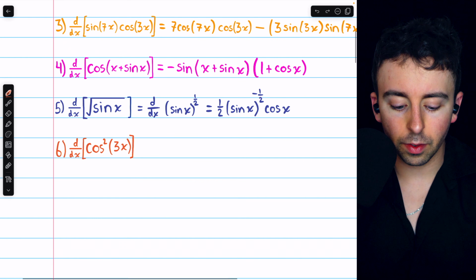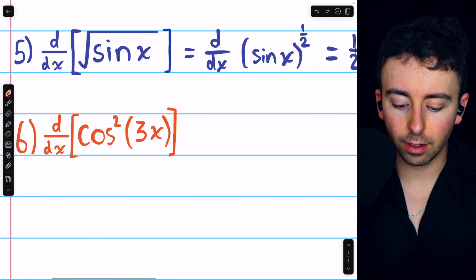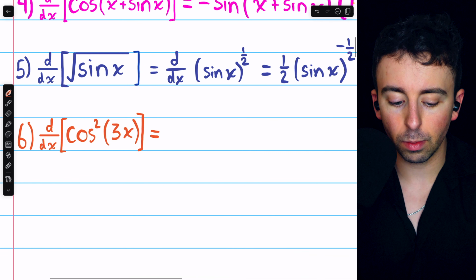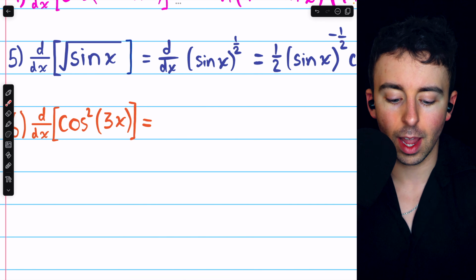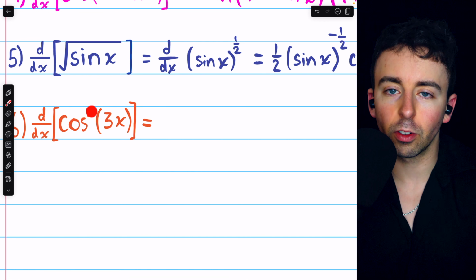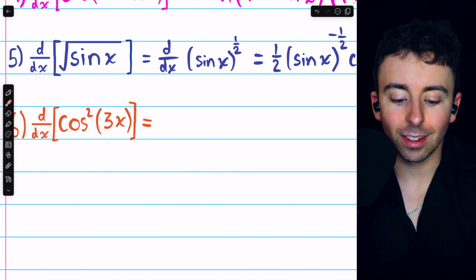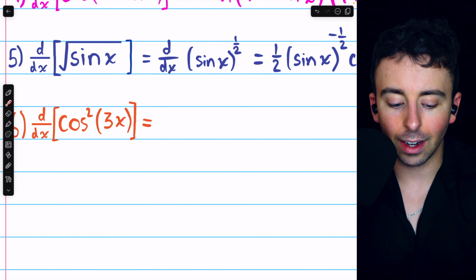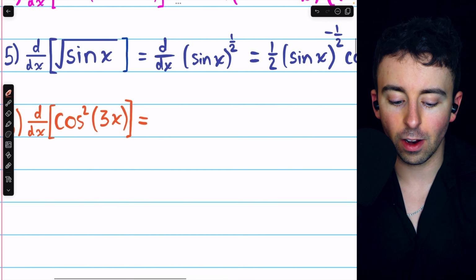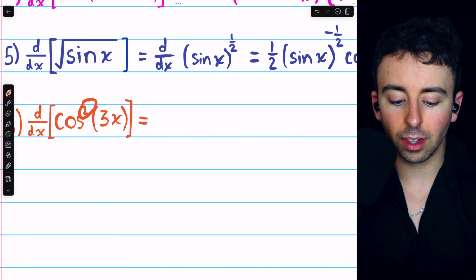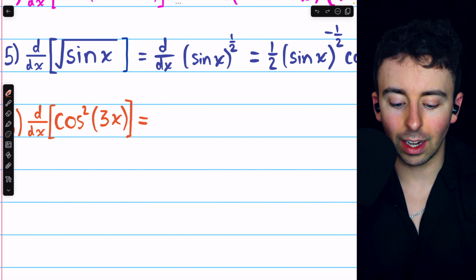Now, for the derivative of cosine squared of 3x, we again need the chain rule, but we're going to have to apply it a couple times because the outermost function is the squaring. Inside of that, we have cosine. But inside of that, we have 3x. So we have some nested functions here. First, let's focus on the outside function. Take the derivative of a thing squared.